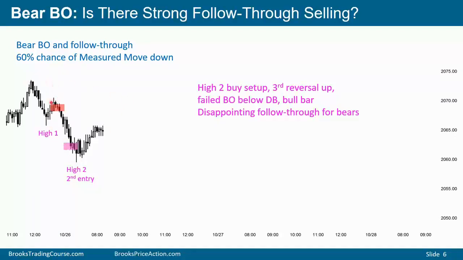Leg one, pullback, leg two. So a high one and then a high two here, second entry over here. But very tight channel. More likely this is a minor reversal leading to either a trading range or a bear flag and a resumption of the bear trend.